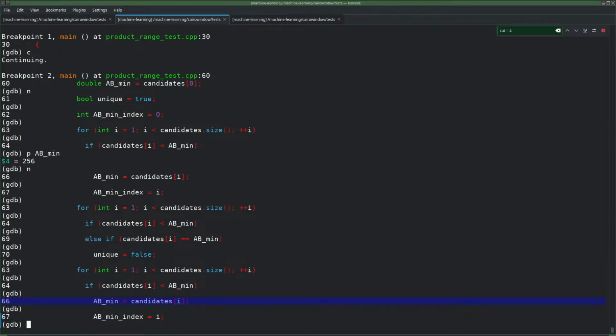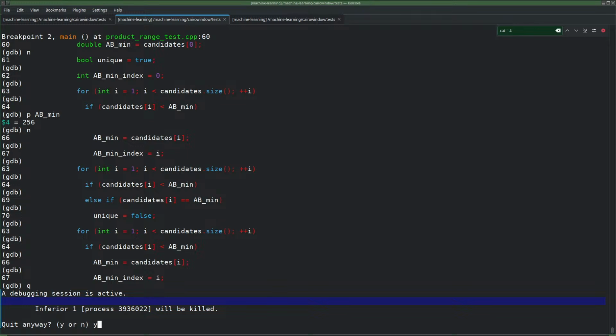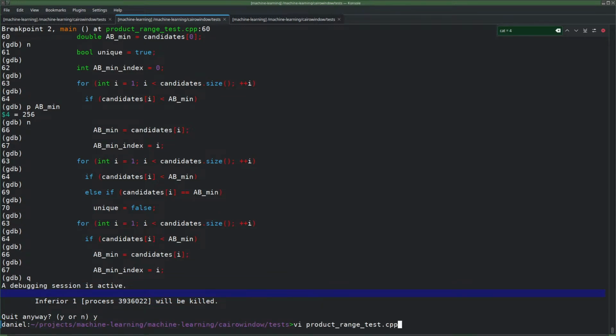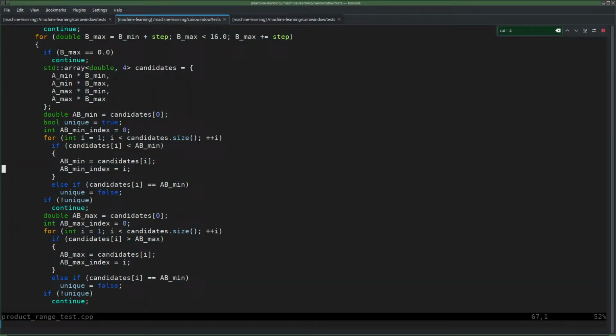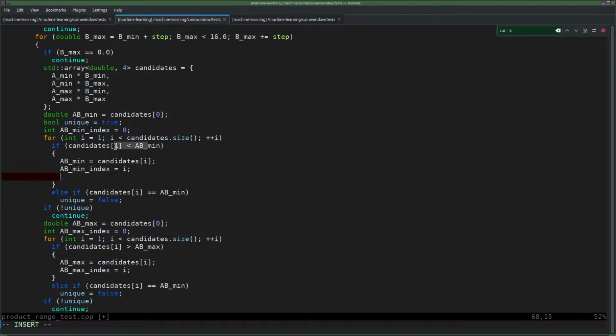I think I should set unique here. See, if it is less, then we start over, kind of. So I just have to set it to unique is true again. And then the other unique belongs to the fact that we just set these things. Let's put it there. Yeah, as in AB min index, unique. AB min index, unique. Start over.